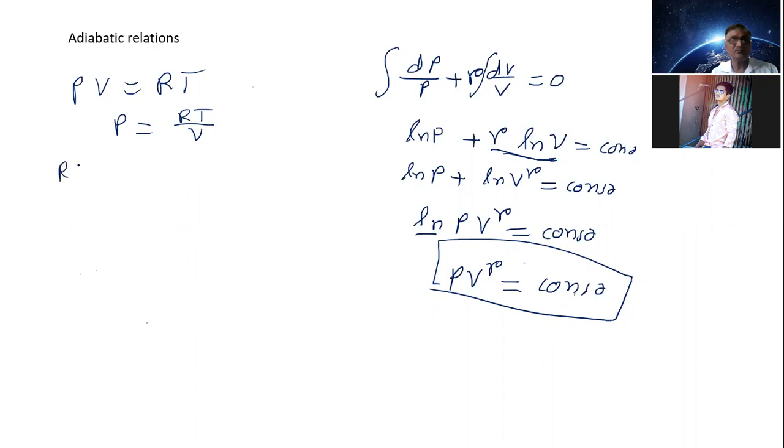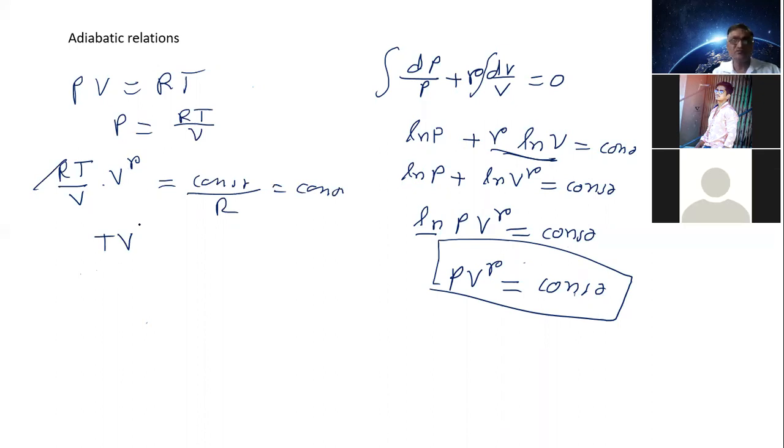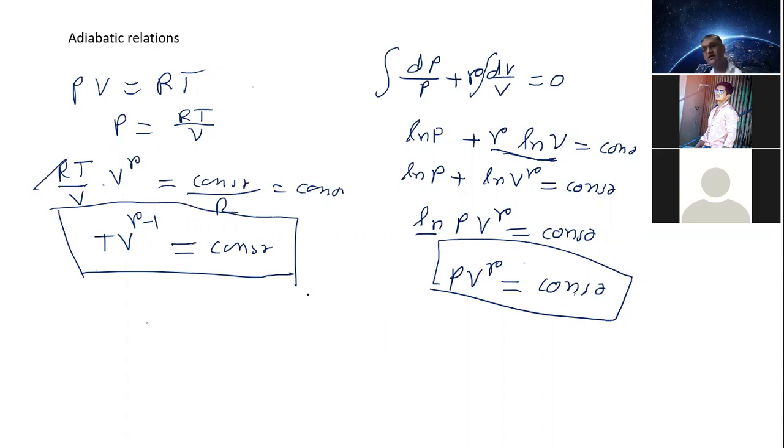We put here this value RT upon V into V raised to gamma is equal to constant. We take R to the other side, constant divided by R. R is constant, therefore constant divided by constant is constant. So T into V raised to gamma, taking V from the numerator, gamma minus 1. TV raised to gamma minus 1 is equal to constant. TV raised to gamma minus 1 is equal to constant. This is another relation.